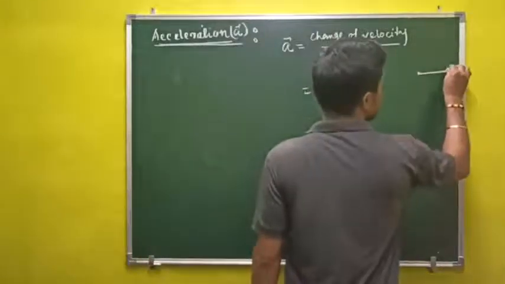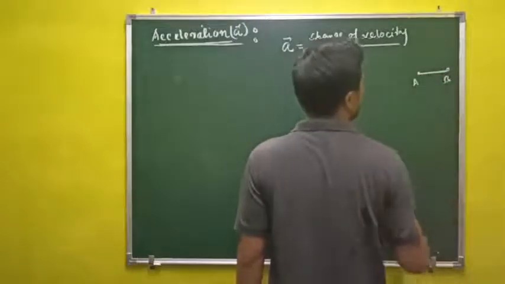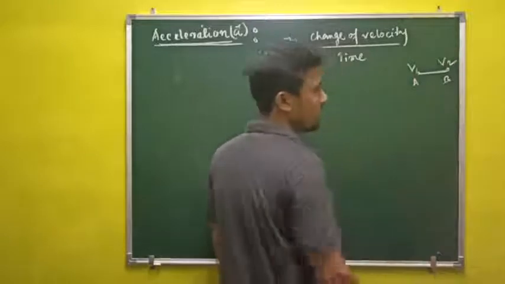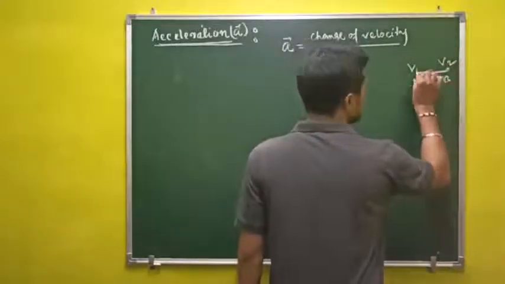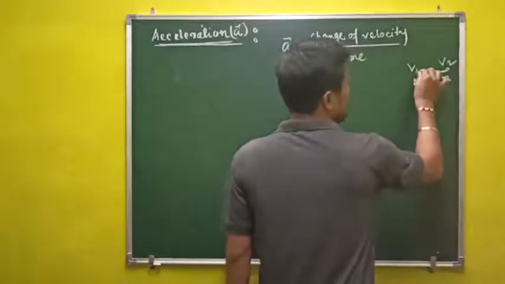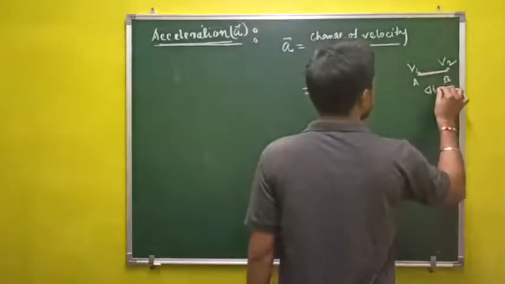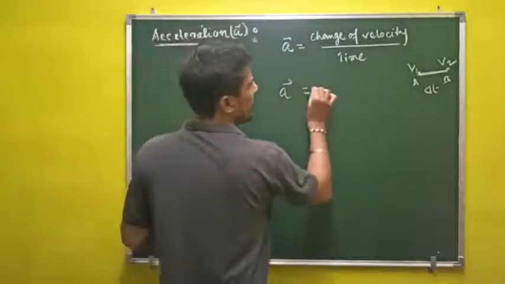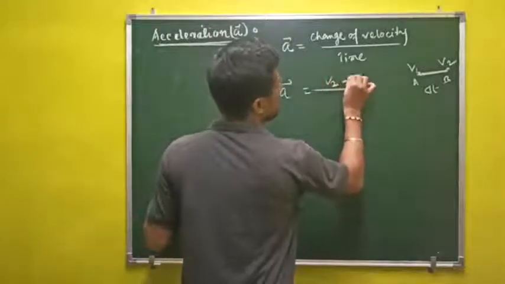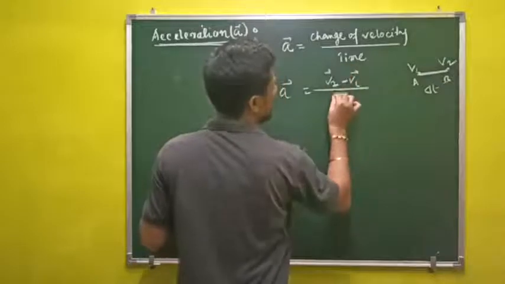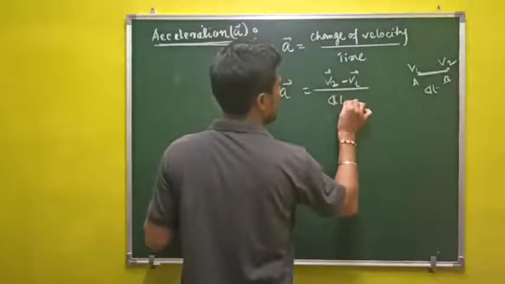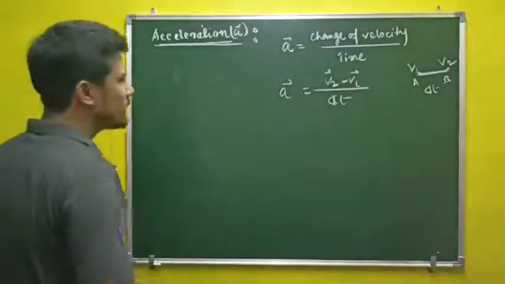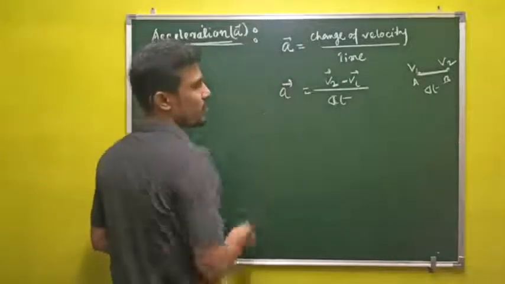Suppose this is point A and this is point B. At point A the velocity is v1, at point B it is v2, and the time taken between them is del t. Then we can write acceleration a as (v2 minus v1) divided by del t.